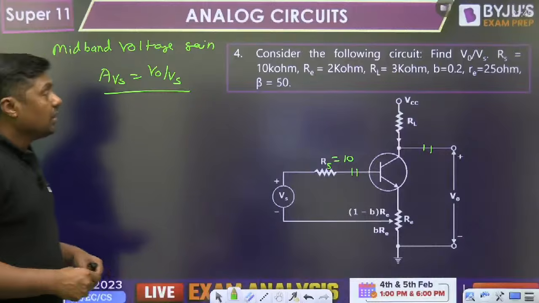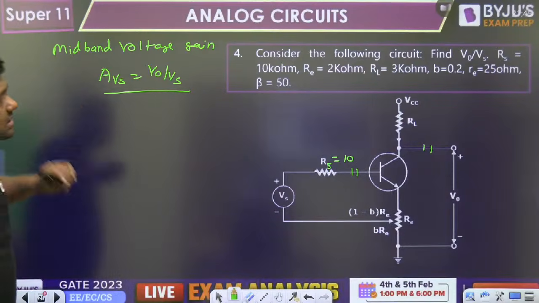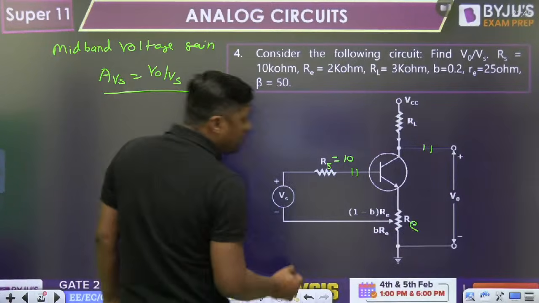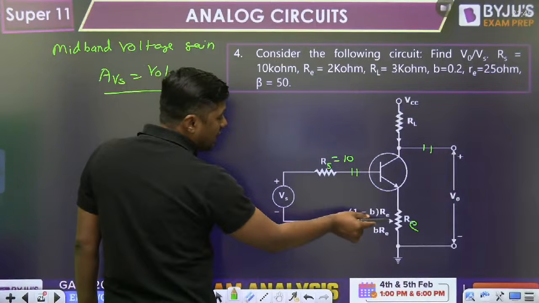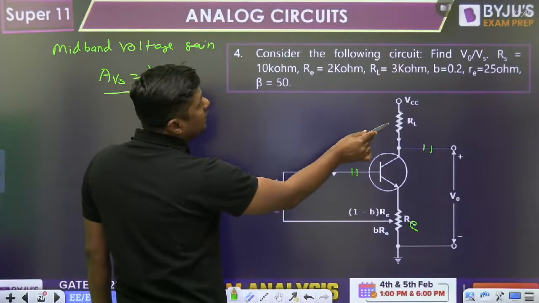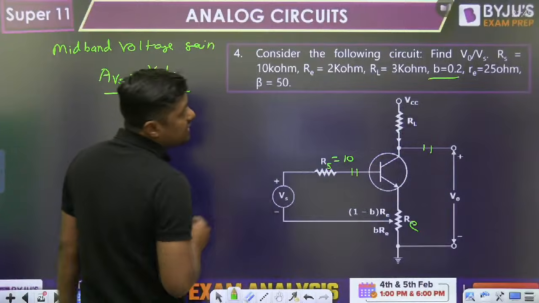Okay. Tell me. Mid-band voltage gain V0 by Vs. RS is given as RE. This RE is given as 2 kilo ohm. But here 1 minus BRE, it behaves like a potentiometer. And RL. And small b is given as 0.2.